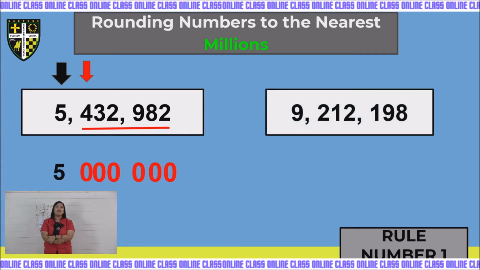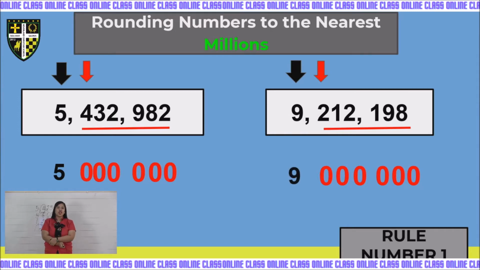So next, we have 9,212,198. Again, the digit in the millions place is 9. So we will look at the number on its right, which is 2. And 2 again is lower than 5. So we will just drop 2 as zeros, and all the digits on its right. As you can see, all the underlined digits we will write as zeros, and 9 is just copied. So we have 9 million, which is the answer.